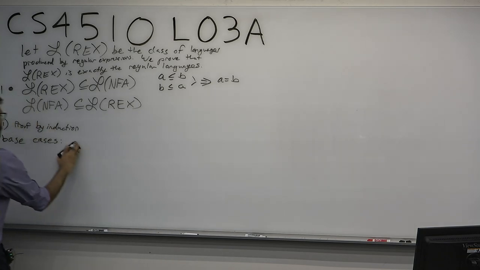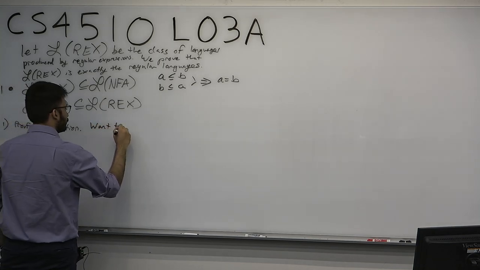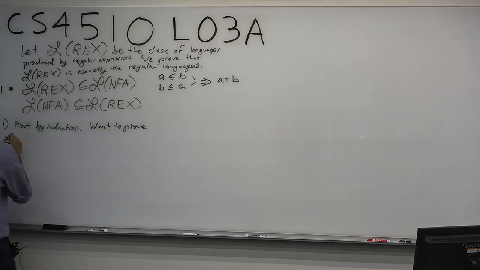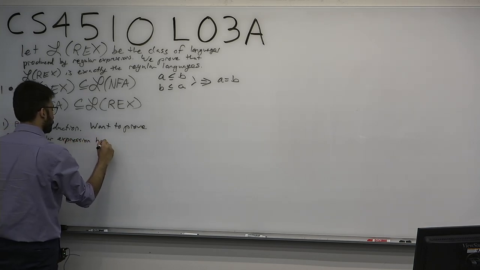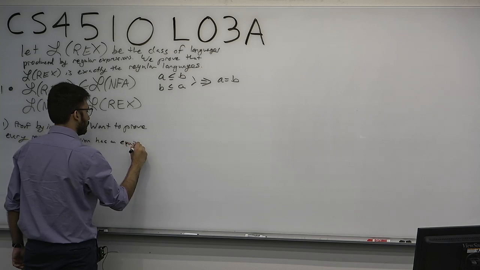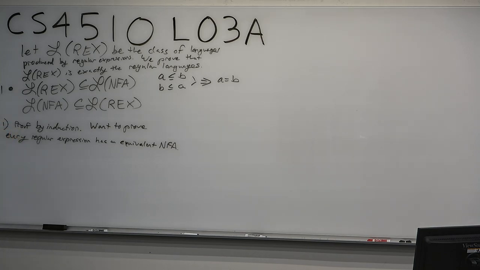Oh, let me write out the proof idea. We want to prove every regular expression has an equivalent NFA. Also, why am I choosing NFAs here and not DFAs? It's because NFAs can be easier to work with. Sometimes the non-determinism lets you do funny things. Sometimes you want the restricted structure of the DFA to make the proof simpler. You just choose whatever is going to make the proof simpler. Here we're choosing NFAs, and you'll see quite easily why.